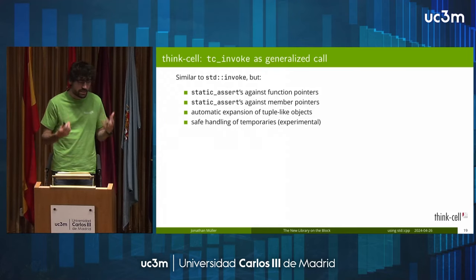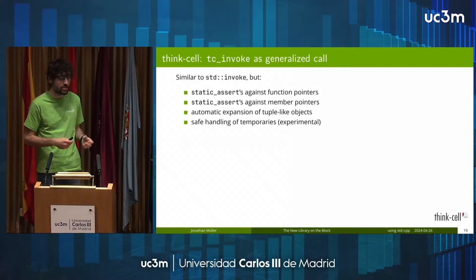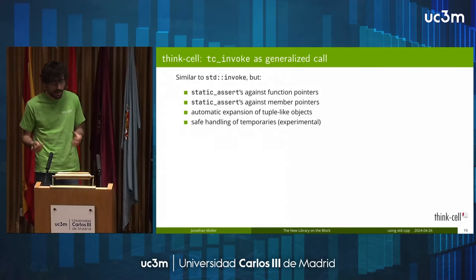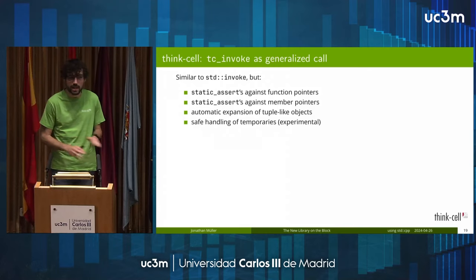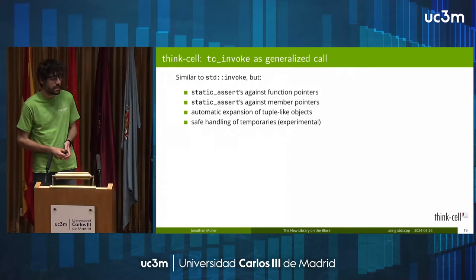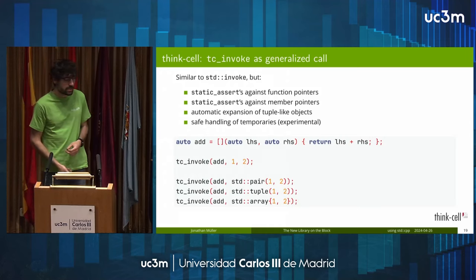And then we still have an invoke, but it does something slightly different, because the standard invoke needs to handle member pointers and other things. We static assert those, because we don't want function pointers or member pointers anywhere in our code base. We only want lambdas. Instead, we do automatic expansion of tuple-like objects, which means code like this.